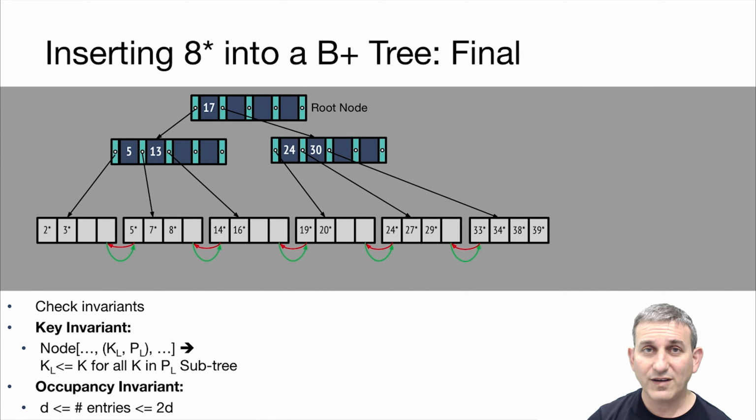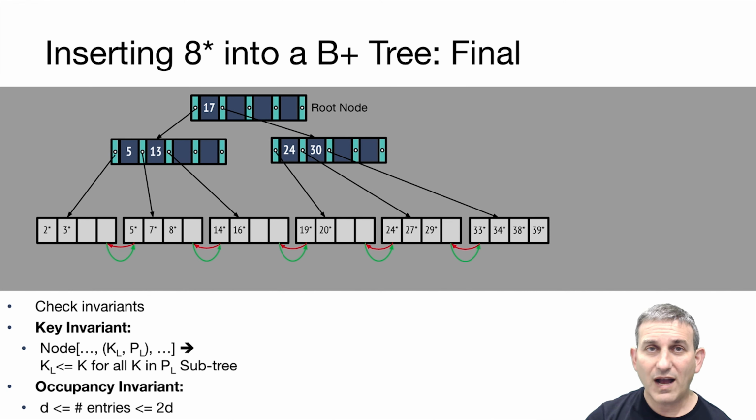Okay, so this is the final B plus tree after the split. And let's check our invariants to make sure that we believe that it's right. The key invariant is one that we inherited from the ISAM. It says that if we have a key KL in a node, then all the things to the right of that key, all the things down the pointer PL, are greater than or equal to KL. So for example, everything down the pointer to the right of 17 should be greater than or equal to 17, and it is. And if you inspect the rest of the keys in the tree, you'll convince yourself that this is true in our example.